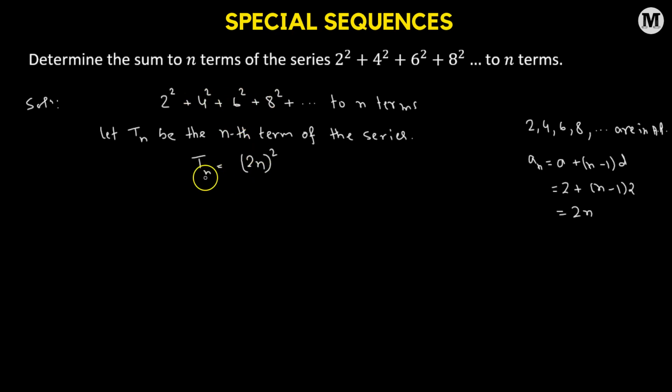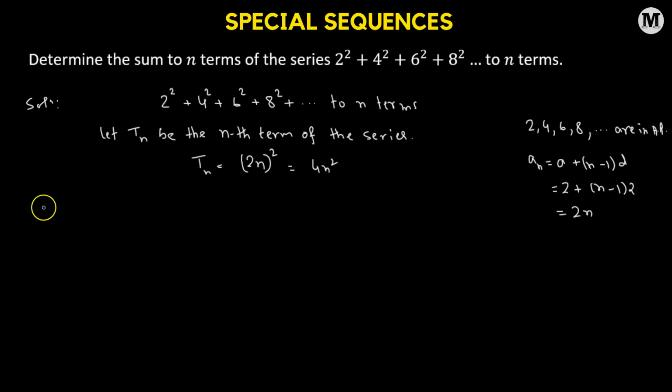We can verify that. If we choose n equals 1, then we get 2 squared. That gives us the first term. If we choose n equals 2, we get 2 times 2, that's 4. 4 squared gives us the second term. So now we have the nth term of the series. This is given by 4n squared.